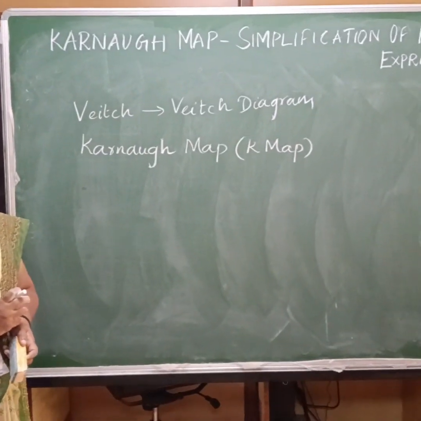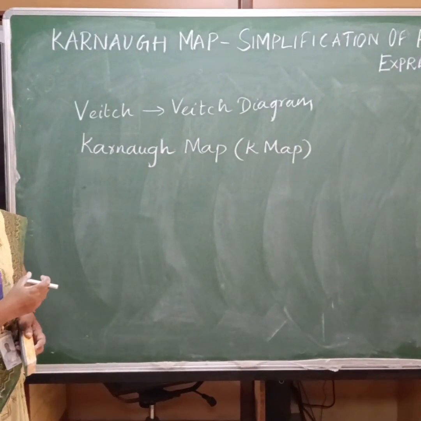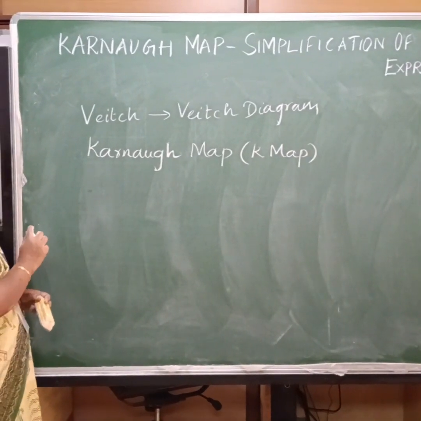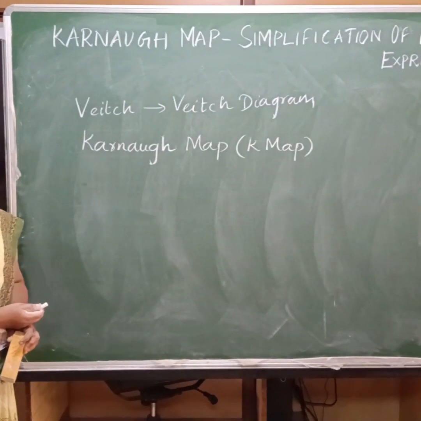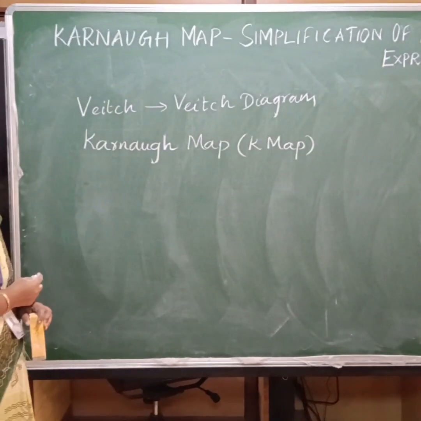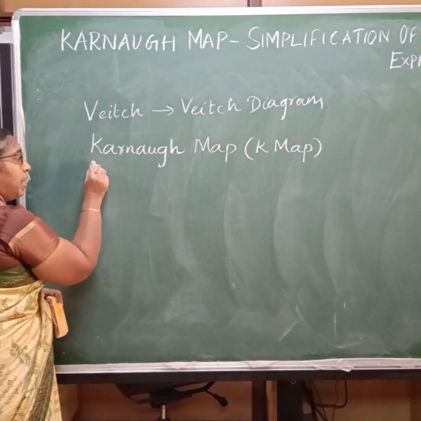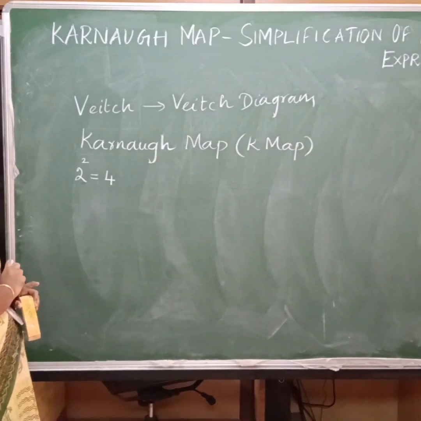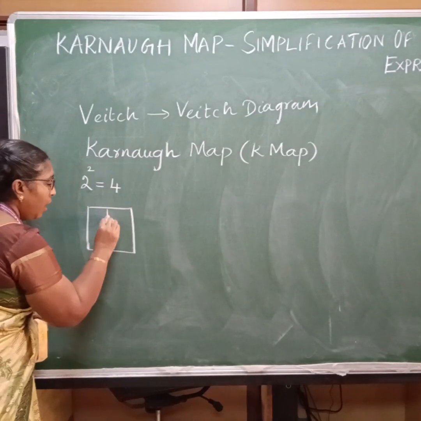Each box represents a product term in the case of SOP, and in the case of POS, each cell is represented by a sum term. Any logical function can be represented either as a truth table or in SOP or POS form. Let us consider a logical function with two variables. How are we going to represent it in the K map? 2 power 2 is 4, so for a two variable expression we are going to have 4 cells to represent it.